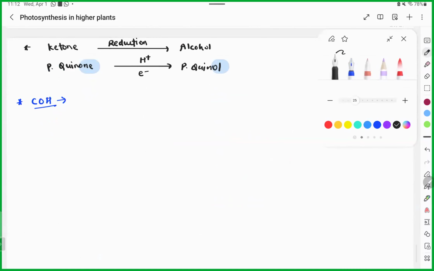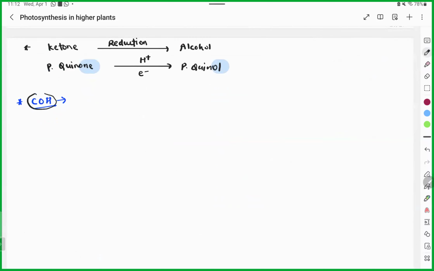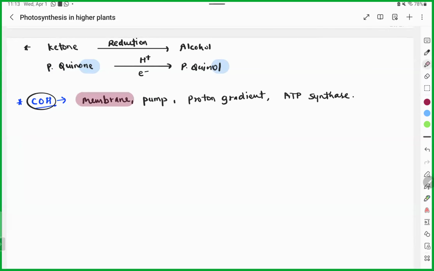So what are the things required in this chemiosmotic hypothesis? Definitely we need a semi-permeable membrane, correct? We need a pump to transport the hydrogen. We need the proton gradient. If you want to produce ATP, you need a proton gradient, high H positive to low H positive. You need ATP synthase enzyme for the synthesis of ATP. Correct? So these are the important things you need for the chemiosmotic hypothesis.